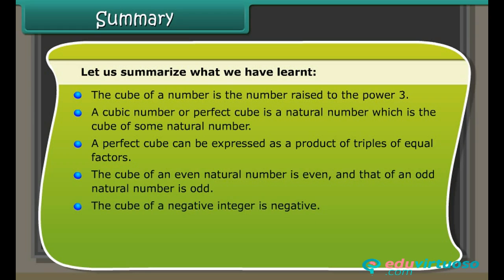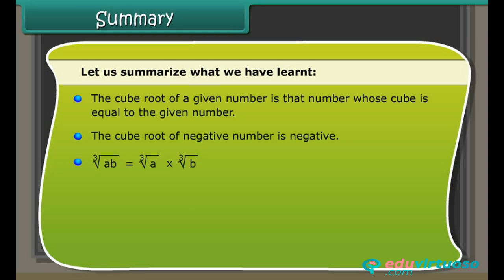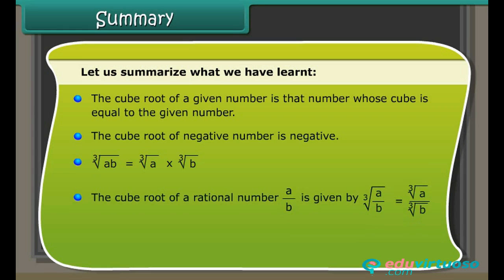The cube of a negative integer is negative. The cube of a rational number, a upon b, is a upon b whole cube, which is equal to a cube upon b cube. The cube root of a given number is that number whose cube is equal to the given number. The cube root of a negative number is negative. Cube root ab is equal to cube root a into cube root b. The cube root of a rational number a upon b is given by cube root a upon b is equal to cube root a upon cube root b.